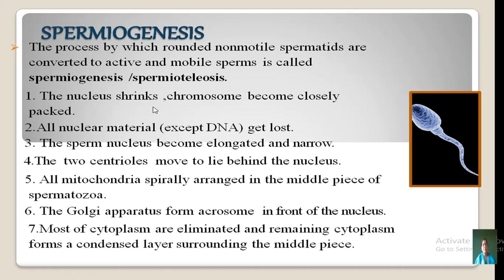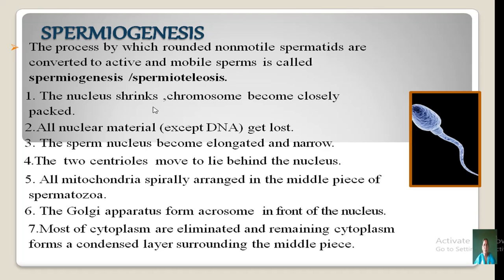Now the sperm nucleus becomes elongated and narrow. The two centrioles move to lie behind the nucleus. All mitochondria are spirally arranged in the middle piece of the spermatozoa. The Golgi apparatus present in the spermatid forms the acrosome in front of the nucleus. The acrosome contains enzymes called sperm lysins, which are responsible for the movement of the sperm through the egg membranes. The sperm lysins help form a pathway in the membranes of the egg during fertilization.